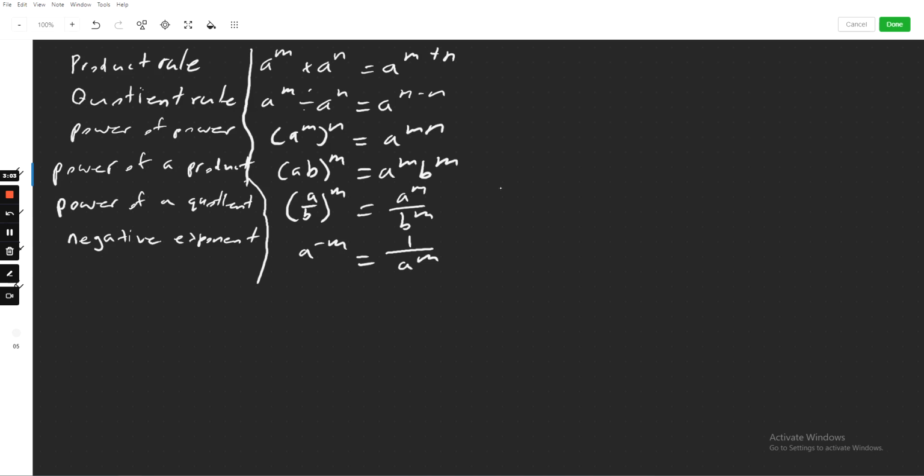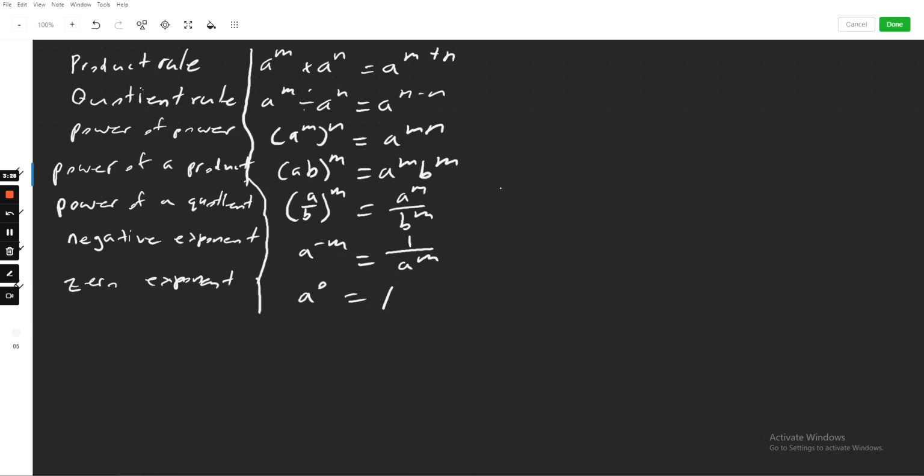Next we have the zero exponent rule. That is pretty much saying that anything to the power of 0 will always equal 1. Yes, so anything with power of 0 will always equal 1.